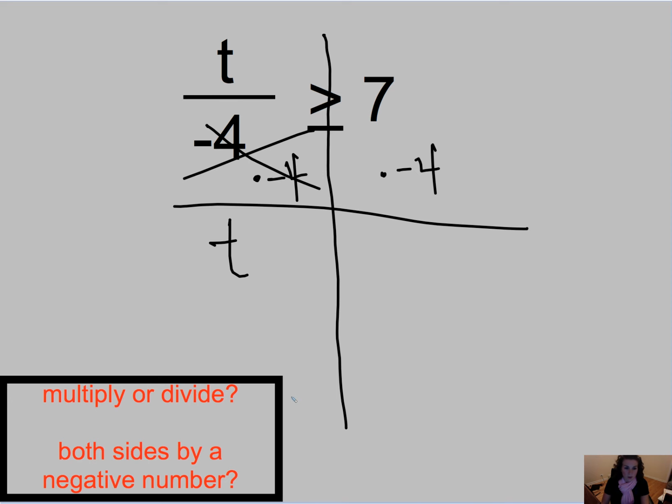Did we multiply or divide? Yes. Did we multiply or divide by a negative number? Yes, we multiplied by negative 4 on both sides. Since both of these answers are yes, I'm going to reverse the symbol. It was greater than or equal to. I change it to less than or equal to. And then 7 times negative 4 is negative 28.